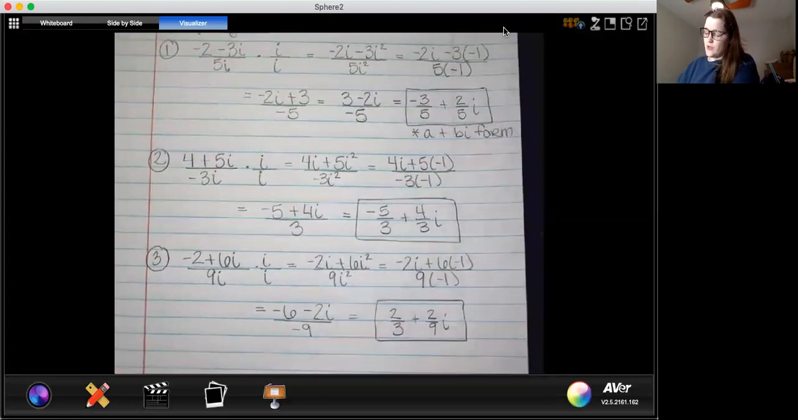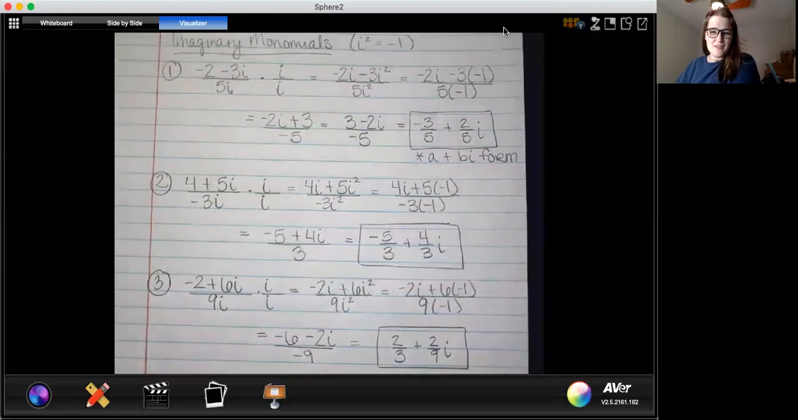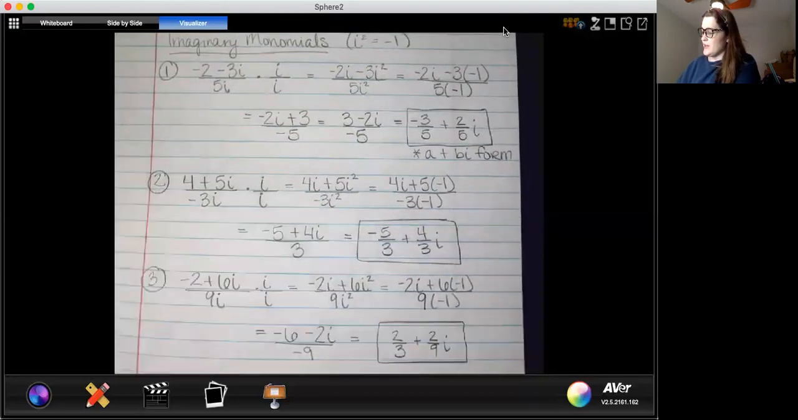Okay, and so that is our imaginary monomials. Okay, now let's look at our next example.